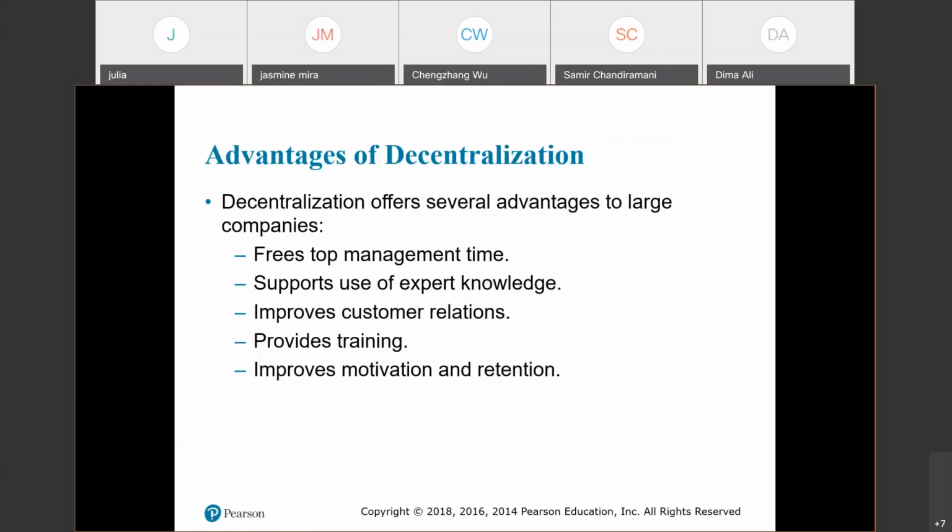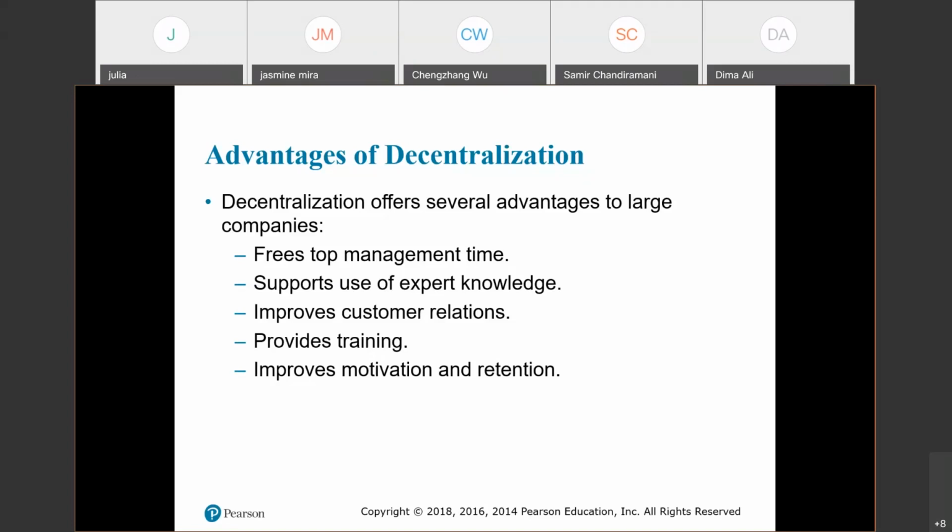The advantages of decentralization are fivefold. First, it frees top management's time. By delegating responsibility for daily operations to business segment managers, top managers can concentrate on long-term strategic planning and higher-level decisions that affect the entire company.